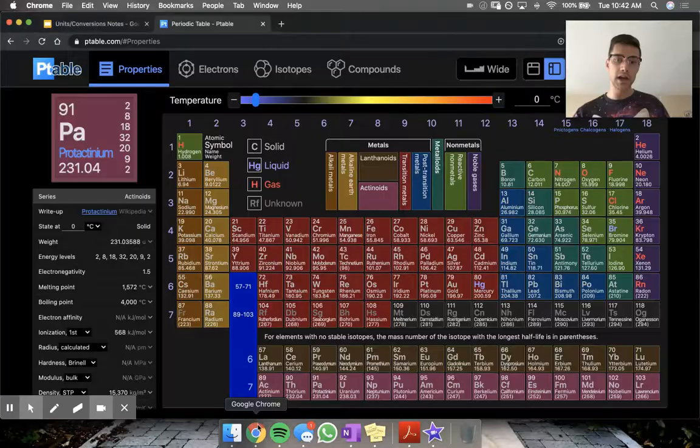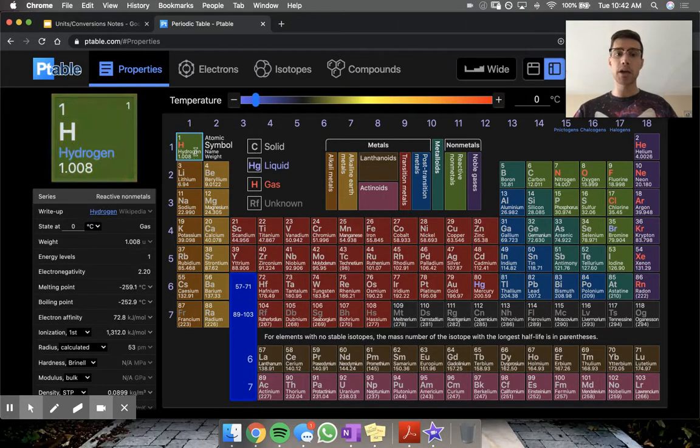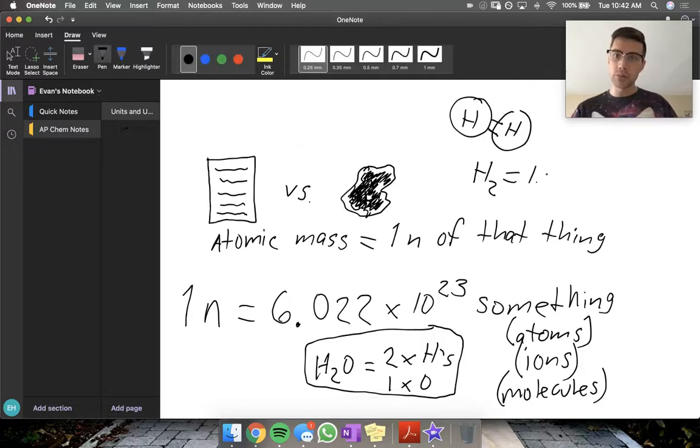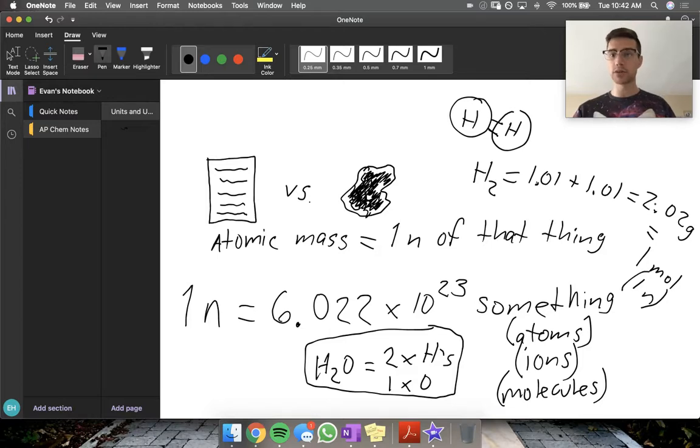Because there are two atoms of hydrogen in that molecule, the atomic mass is actually two hydrogen atoms put together. So usually we round hydrogen to 1.01. So this would be 1.01 plus 1.01, which obviously is 2.02. So this many grams would equal 1 mole of hydrogen, okay? This is the atomic mass, or the molar mass, because this is the mass of 1 mole of hydrogen gas.